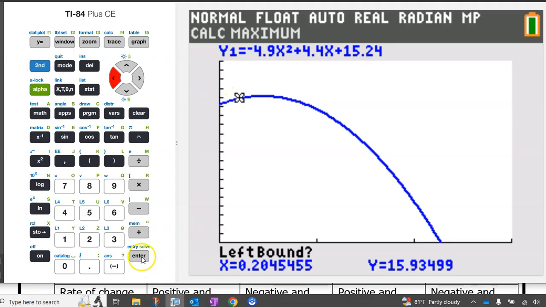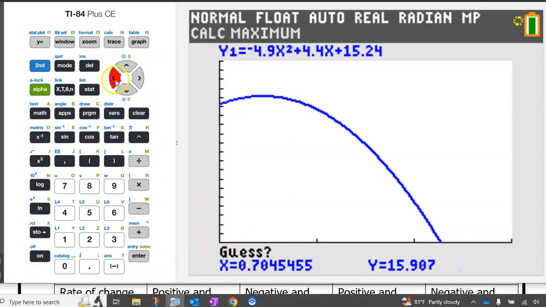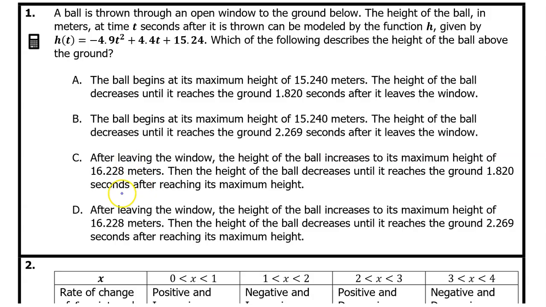So here's fine, and hit enter. Now it says right bound, so move the pointer to the right of the max and hit enter. Then it says guess. Move the point to about where you think the max is. And hit enter. So we have a max of 16.227 or 228. That's what we see in options C and D. So we've narrowed it down to either C or D.